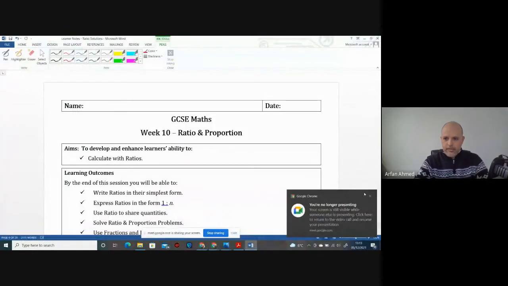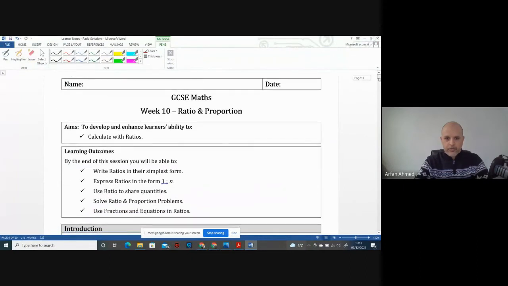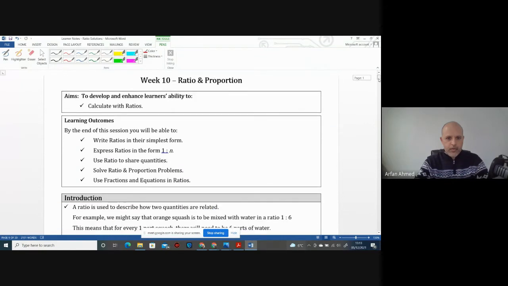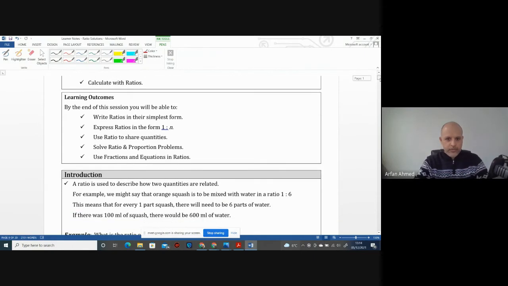Okay, so these are the notes, and obviously you can download these from Google Classroom. By the end of the lesson, hopefully you'll be able to write ratios in their simplest form, express ratios in the form 1 to n or n to 1, could be the other way around as well, use ratio to share quantities, solve ratio and proportion problems, and use fractions and equations in ratios, which will be the higher topics, which I'll show you later on.